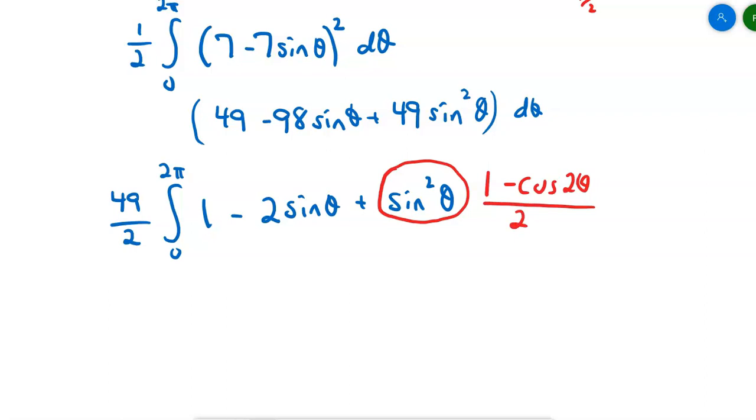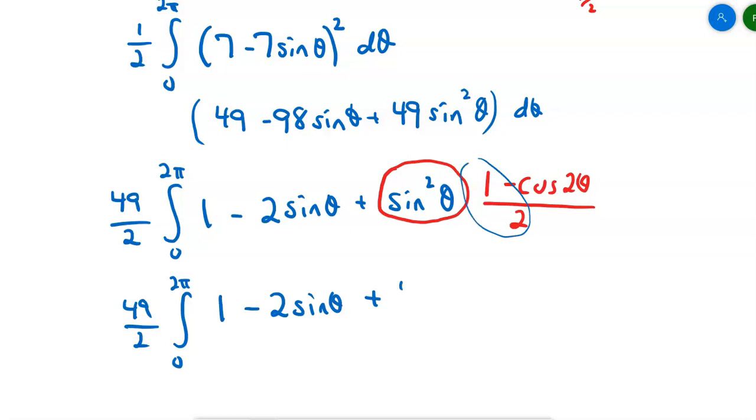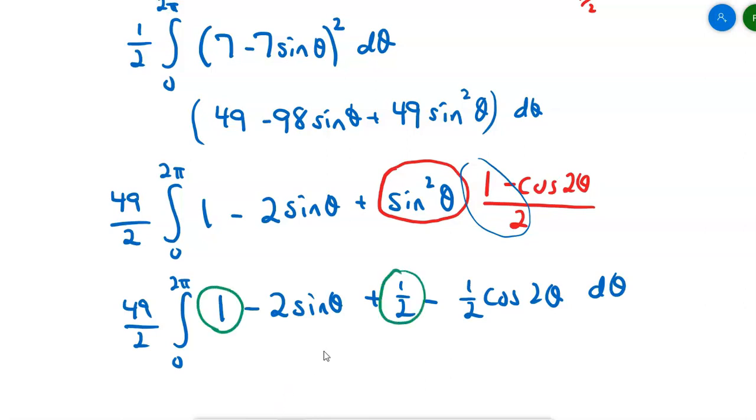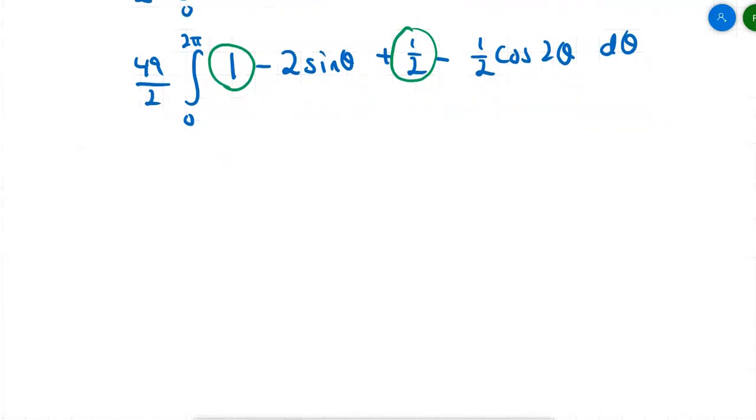All right, carry this down to the next line, and I get 49 halves, integral from 0 to 2 pi of 1 minus 2 sine theta plus a half, right? The half comes from this, minus a half cosine 2 theta. And then combine like terms. So you got a 1 over here, and you got a half over there. Combine the two of them together.